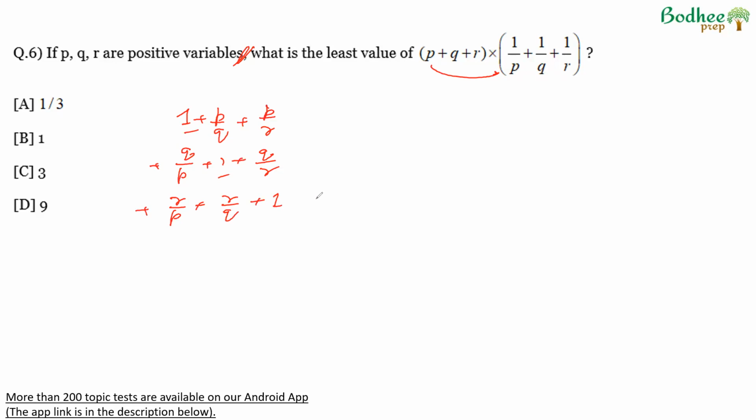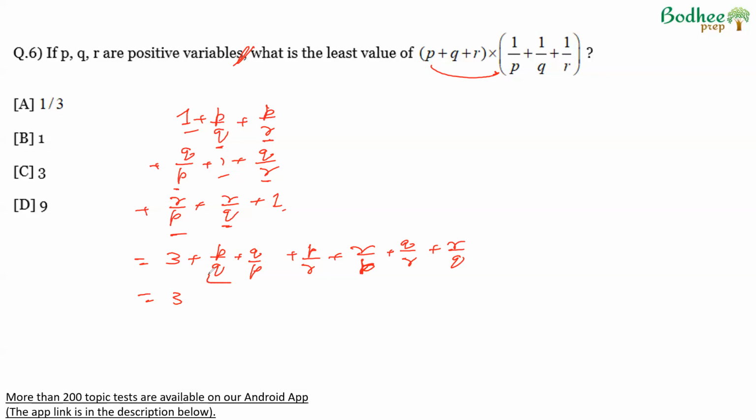Rearranging them, 1, 1 and 1, which is 3, plus P/Q plus Q/P, plus P/R plus R/P, plus Q/R plus R/Q. We had 9 terms, 1, 2, 3, 4, 5, 6, 7, 8, 9. All the 9 terms have been accounted for.